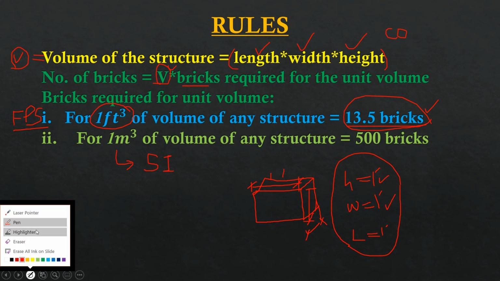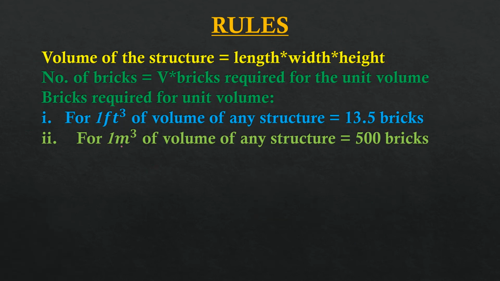And the next point is 1 meter cube. In American units, 1 meter cube of volume of any structure requires 500 bricks. It means if we have a wall, let's make a 3D picture of a wall, something like this.